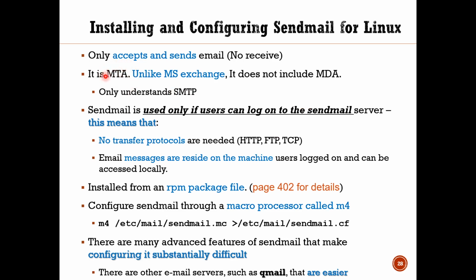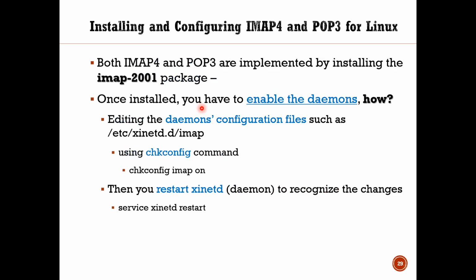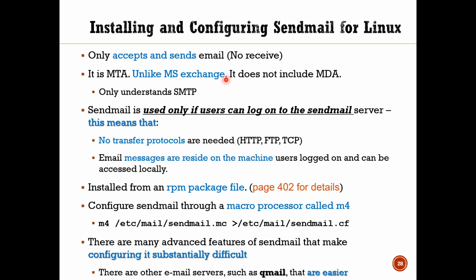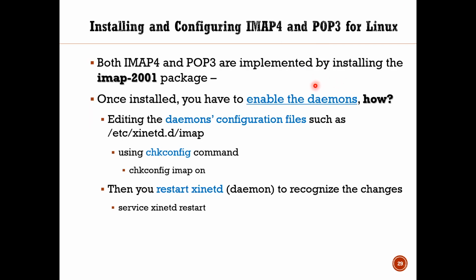It's not activated to use POP3 and IMAP4. In order to make it possible to activate it with IMAP4, meaning to be able to include the mail delivery agent, we need to install another package called IMAP 2001 in order to enable Sendmail to work as a sender and receiver. So these are the settings here.